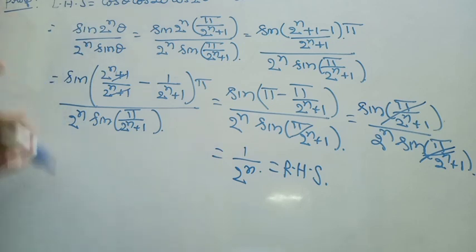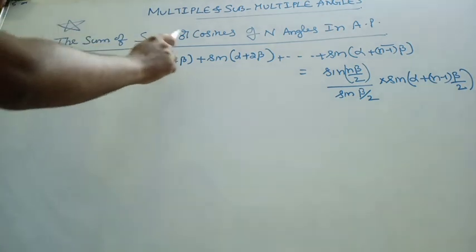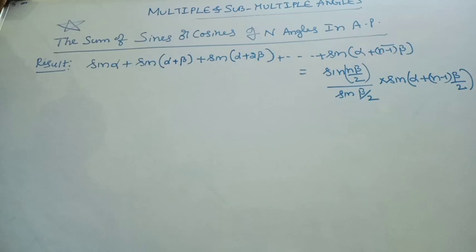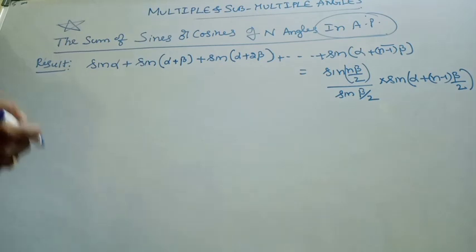Fine. This way this wonderful result, star marked result, can be proved. Next, one more important and dynamic star result we are having here, my dear students. Please observe. The heading is the sum of sines and cosines of n angles. The angles are in arithmetic progression, right?